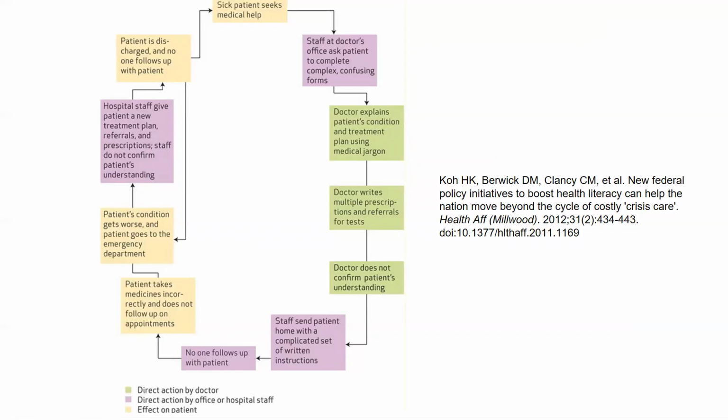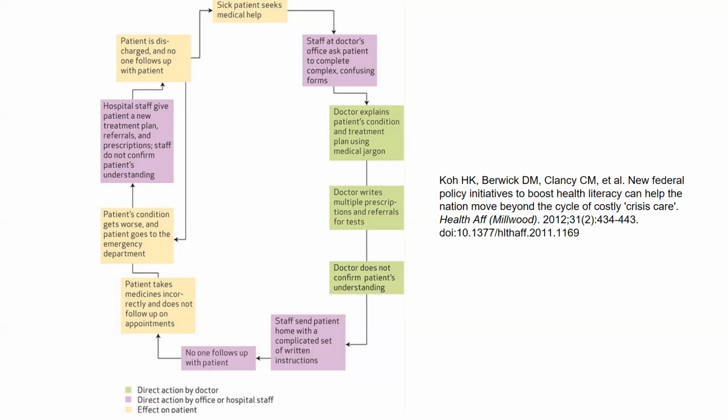So say you have a sick patient that seeks medical help. They arrive at the doctor's office and the staff offers them complex, confusing instructions, whether it's forms or telling them what to do, and then doctors explain conditions and treatments using medical jargon. The doctor gives them prescriptions for this condition that they've come for. The doctor does not then confirm the patient's understanding. So all these actions through the staff at the doctor's office and the doctors themselves will exacerbate this patient's limited health literacy.